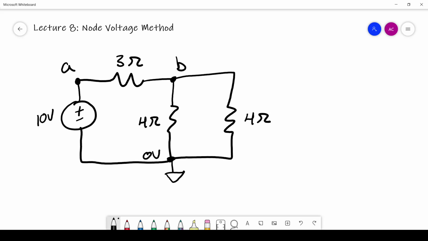The second step is to assign names to the remaining nodes. So there are 2 remaining nodes, which we already called A and B.